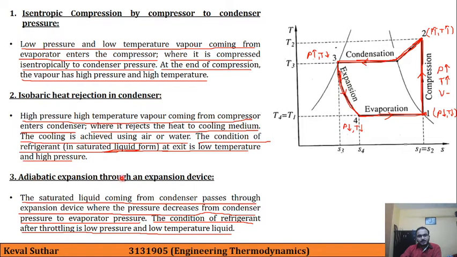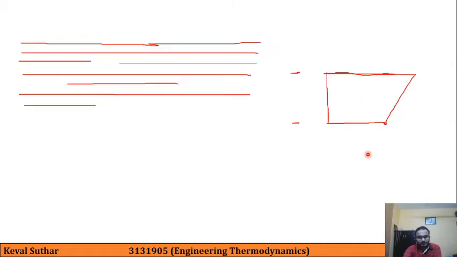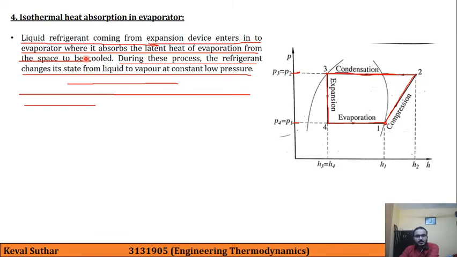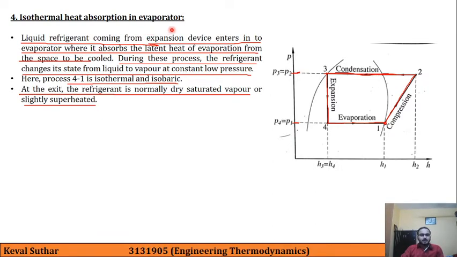Then we have adiabatic expansion through the expansion valve, where there is a decrease in pressure, decrease in temperature, and the entropy here increases. After that, the next process is isothermal heat absorption in the evaporator. So the process here is isothermal as well as isobaric, and this is the pH diagram for the same.